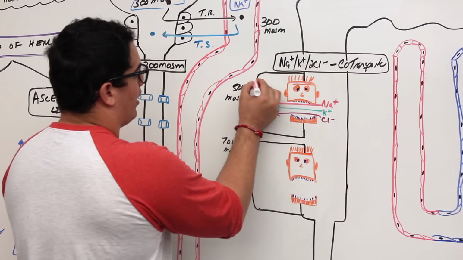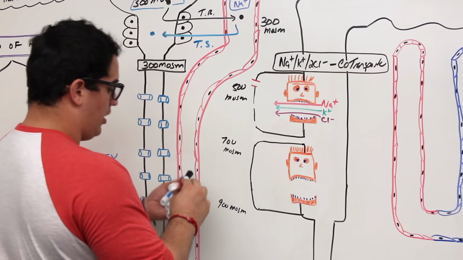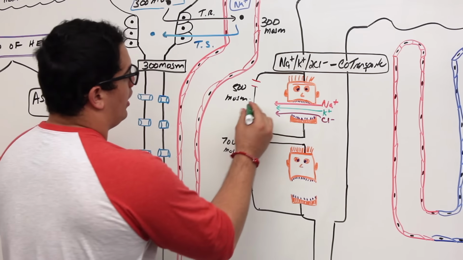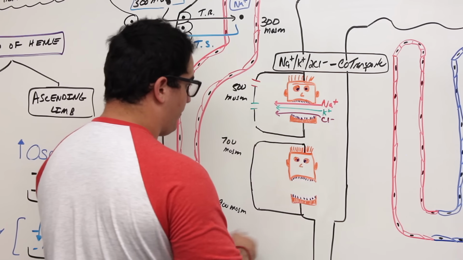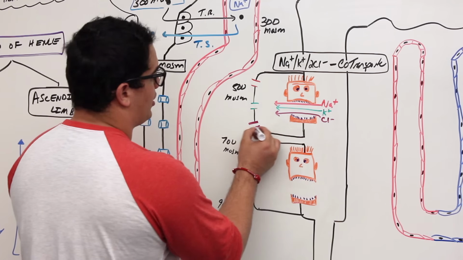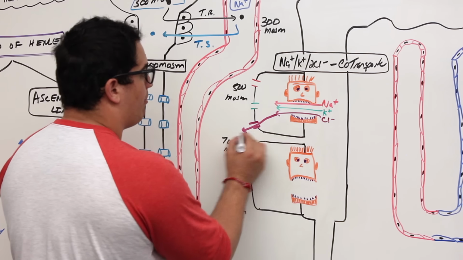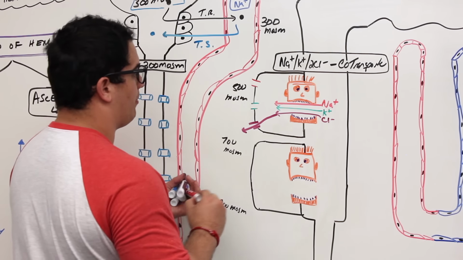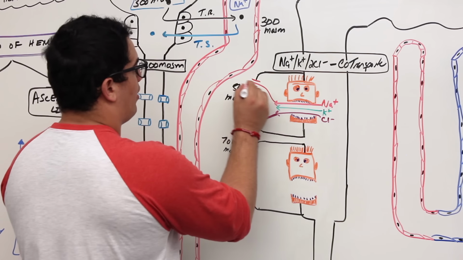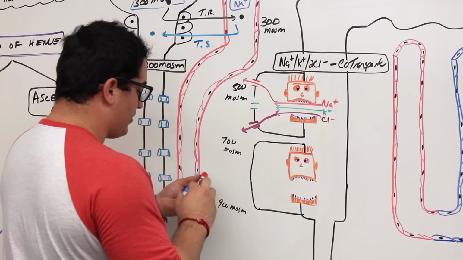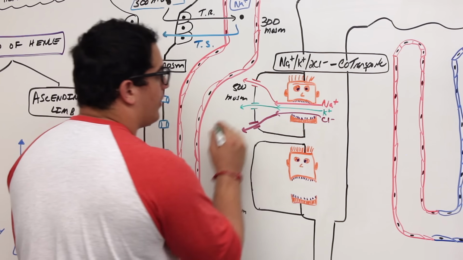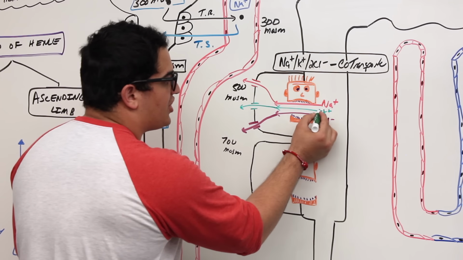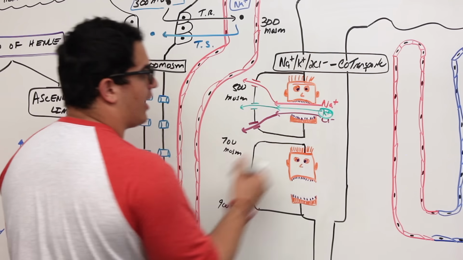So there's one right here. Let's say that's a sodium channel. Let's say this one right here is a potassium channel. And let's say this one right here is a chloride channel. What happens? Chloride's going to get pushed out. The sodium is going to get pushed out. Now the potassium, a small amount of it, will leak out, but some of it will stay in this area, and we'll discuss that in just a second.